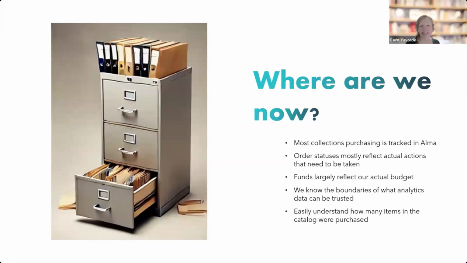Our order statuses mostly reflect actions that need to be taken. So we're receiving things or activating things in the way that Alma expects, so we can use those different statuses for workflows like Caroline was talking about. Our funds largely reflect our actual budget, so we can use them for tracking purposes. We know the boundaries of what analytics data can be trusted. So if I'm pulling anything from FY24, I know that that data is going to be in pretty good shape if I'm running an analytics report. If it's from before that, maybe it will, maybe it won't, but I have an expectation of what I can expect to see.